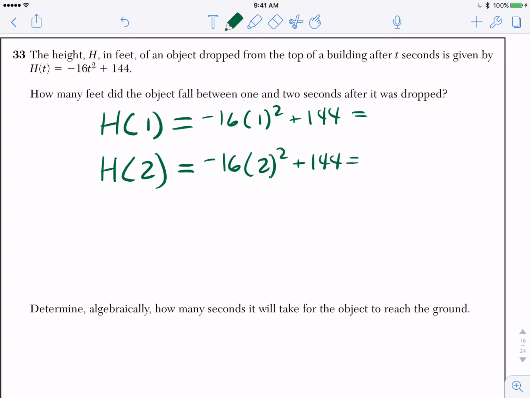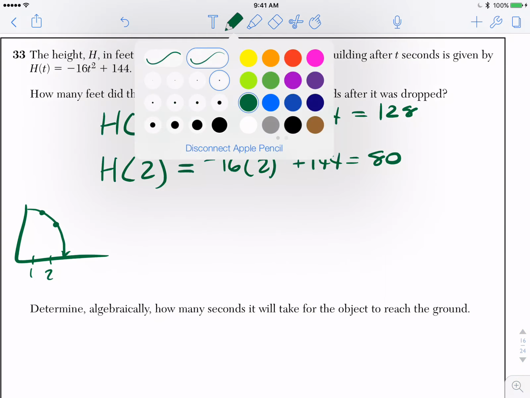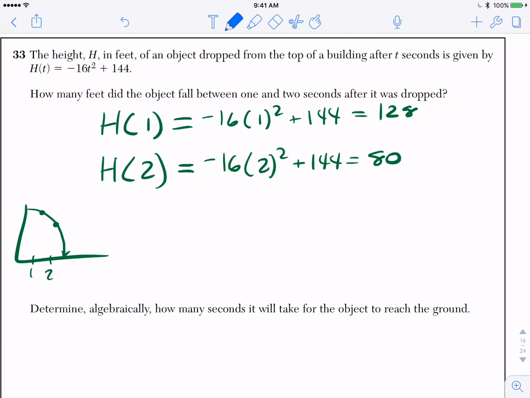I don't have to do this math manually for number 32. You should get 128 and 80. So this, imagine something falling here. Right, so between 1 second and 2 seconds, obviously it's going to drop a little bit. So how much did it drop? If it went from 128 to 80, it dropped 48 feet. So in that 1 second, it fell 48 additional feet.